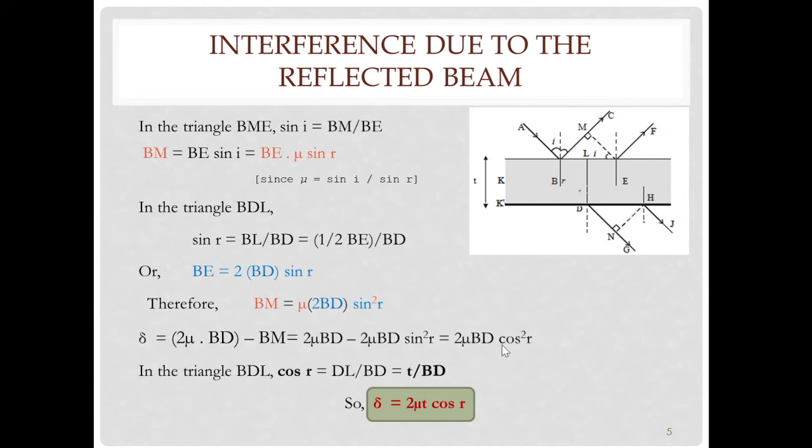So we substitute again: delta is 2 mu BD into cos square r, with cos r equal to t by BD. So this will become 2 mu t cos r.